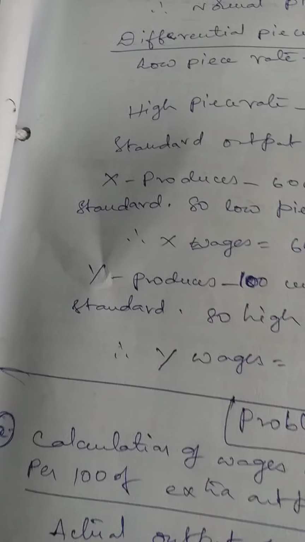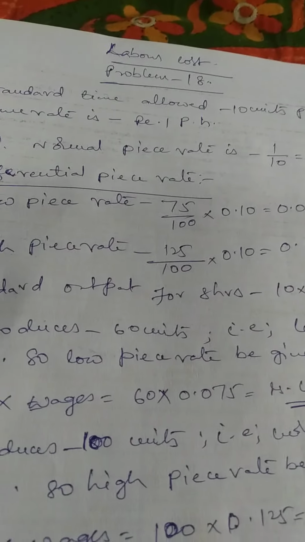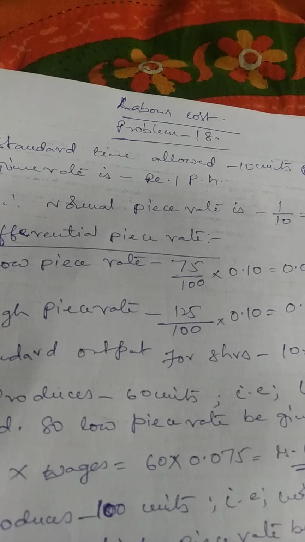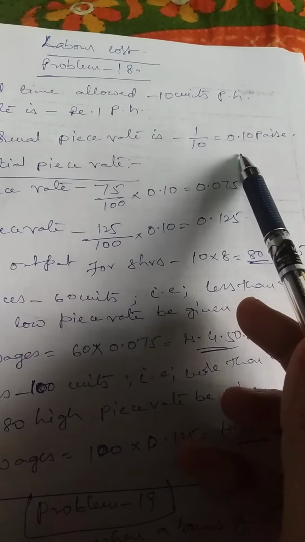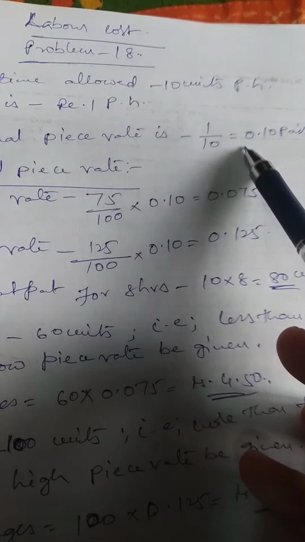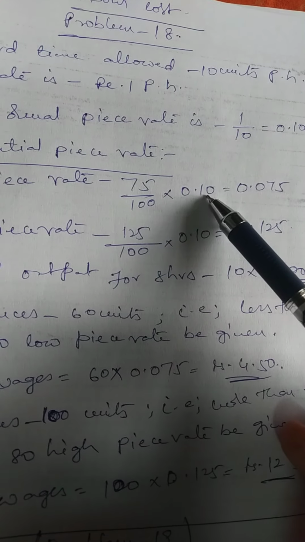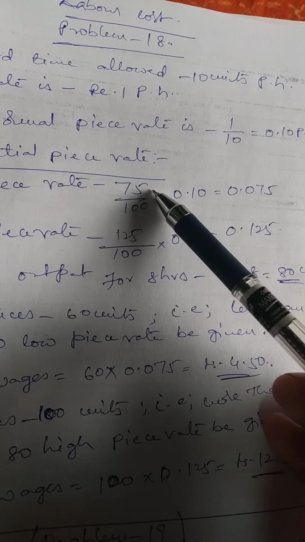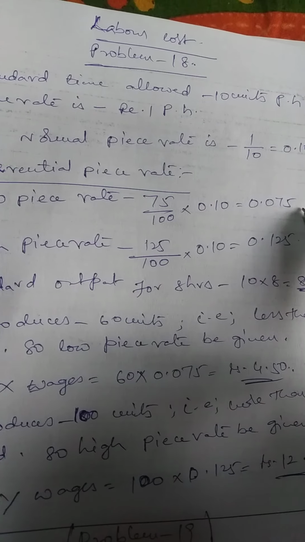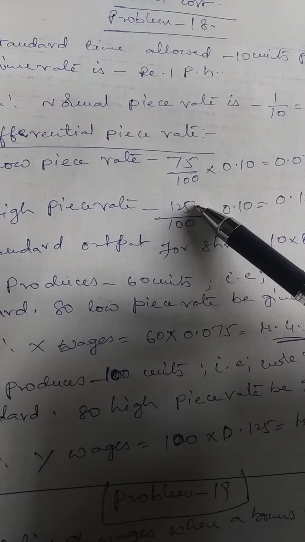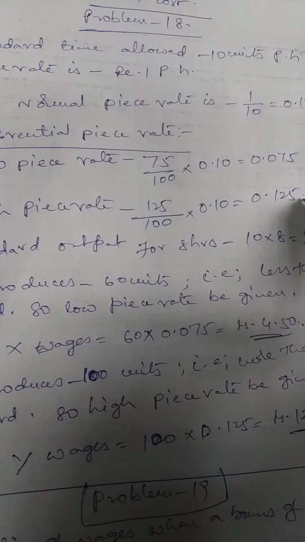Now coming to the differential piece rate system, that is 75% for the low performer and 125% for the high performer. What is the rate which is given? The normal rate is 10 paise. So for the low performer, he is asking you to give 75% of the normal rate. That is 75 by 100 into 0.10, so the low piece rate is 0.075. And for the high piece rate he is asking to give 125%, that is 125 by 100 into 0.10, which is 0.125.